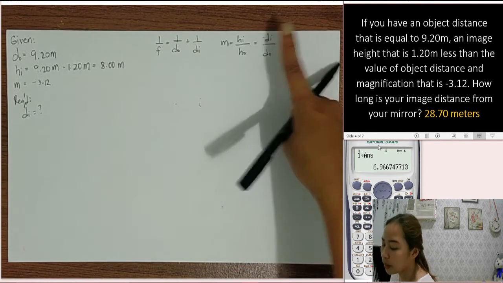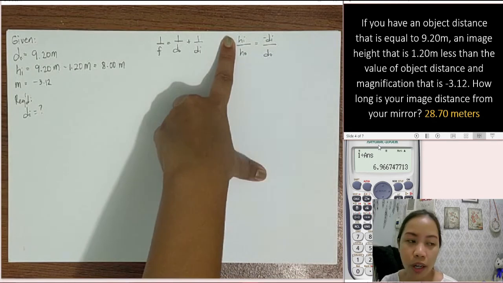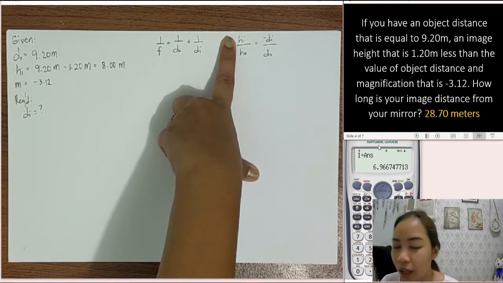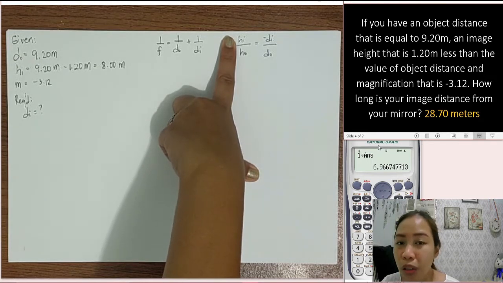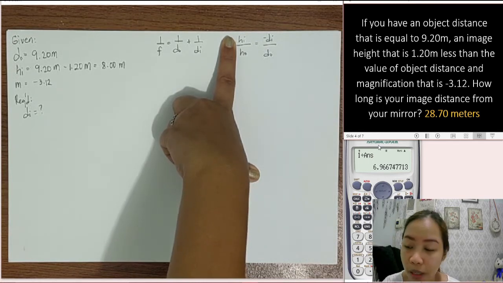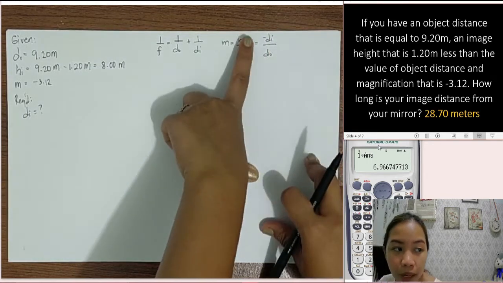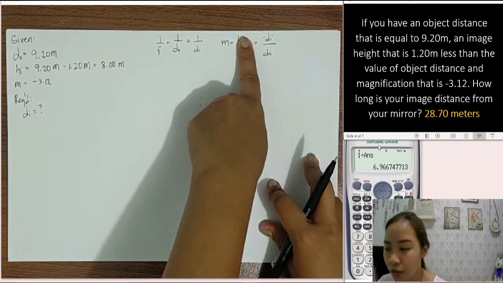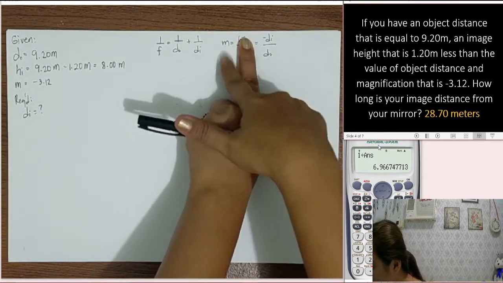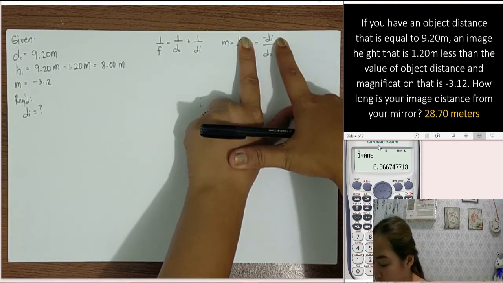So, cancel that. Next. For our next equation, we have h_i over h_o equal to negative d_i over d_o. Note that we have the value of h_i and d_o, but we don't have the value of h_o, knowing that we're going to look for d sub i. So therefore, it cannot be used either, since we have two unknowns. So what equation can we use? This one. This will be the best equation, because we already have the value of M and the value of d_o, and then d_i is the only one left to find.